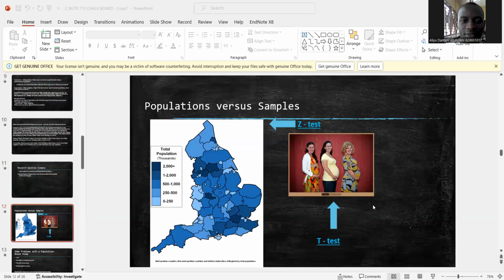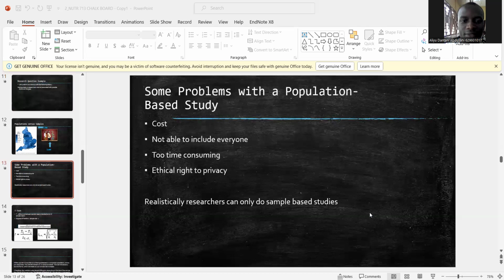So this is just a picture. There is a map to show population, Z-test, t-tests. Z-test is usually used for population statistics. T-test is used for samples. I'm going to talk about t-test later, don't worry.